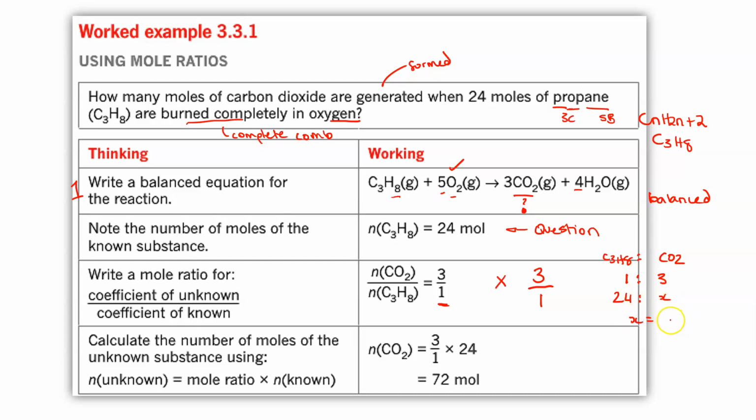X is going to be equal to 24 times 3, which works out exactly the same as the way that we did over here, where we get the 3:1 ratio. So we're going to take that 3:1 ratio and multiply by the number of mole of the known, and that gives us 72 mole of CO2 will be produced.